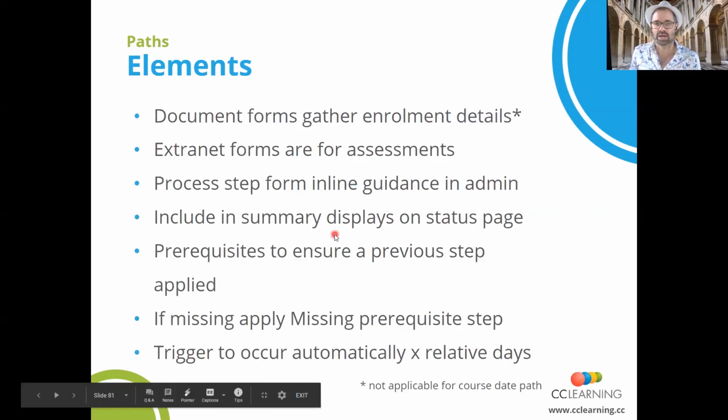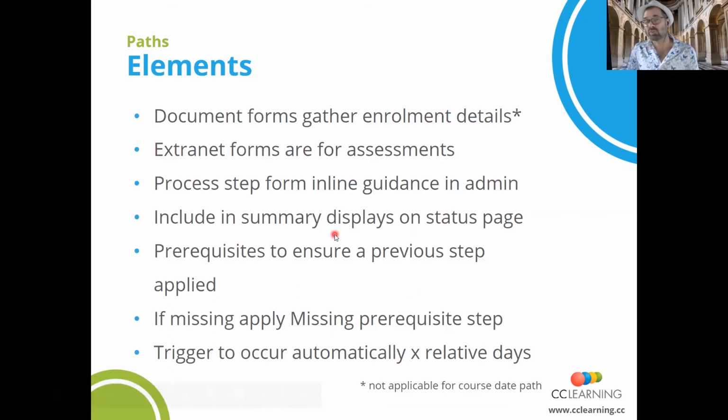Okay, so this is just covering some of the stuff I've already mentioned, so I'll go through it quite quickly. We've got the document forms, which gather enrollment details. That is not applicable, of course, to course date paths. We've got extranet forms for assessments. They can also be for gathering additional information like feedback forms or anything you need to gather from your trainers, for example. It can be quite broad, the sort of information you need to get. Think about what you do via paper at the moment. The likelihood is an extranet form could probably suit that purpose.